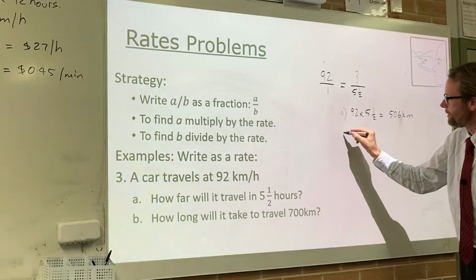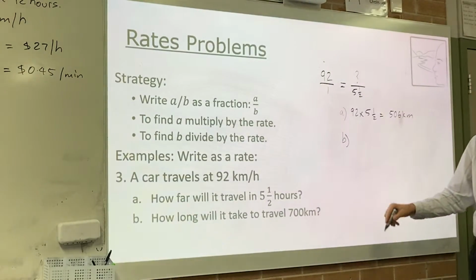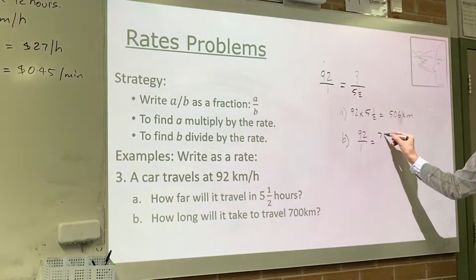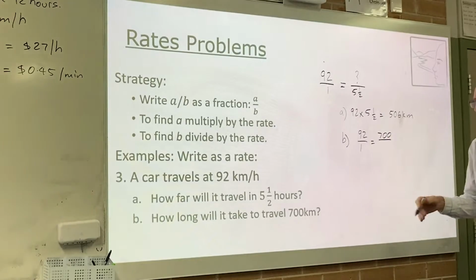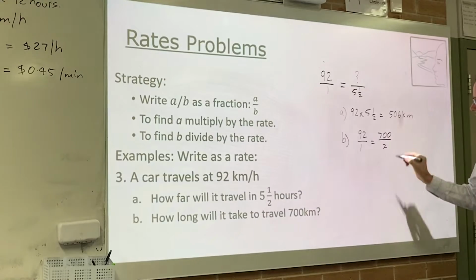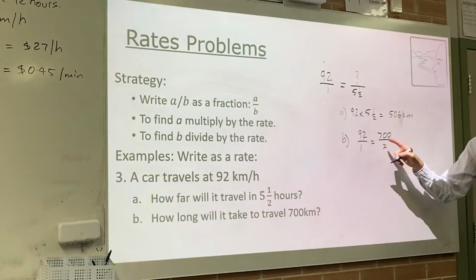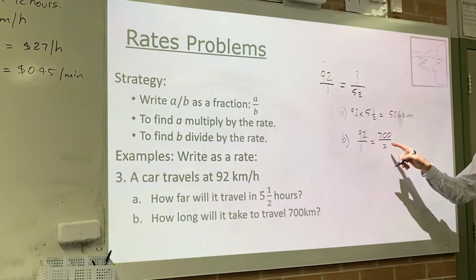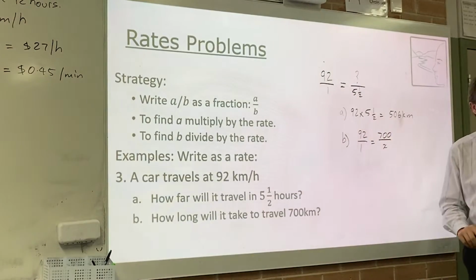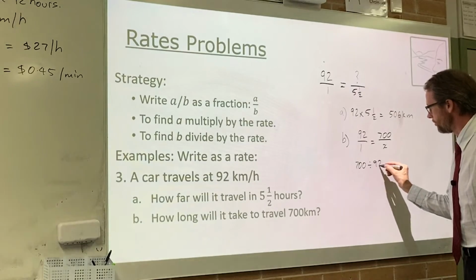What about part B? Okay, this time, how long will it take to travel 700 kilometres? So it's like we've got 92 over 1 again is equal to 700 this time over, and we don't know what it is. All right, so we've got our x there. How long will it take? Well, to work it out, we want the equivalent. So you do 700, and it's only 1 on the bottom, which makes it easy. You do 700 divided by 92.